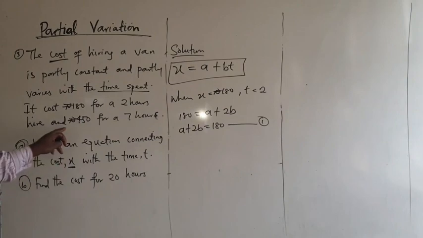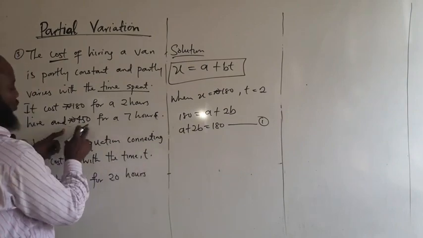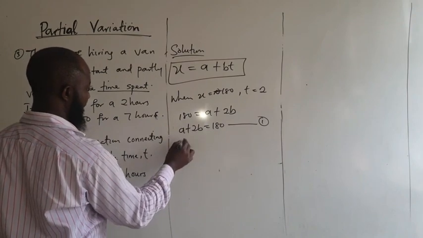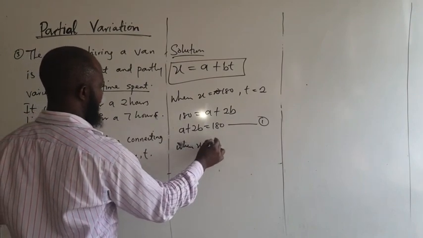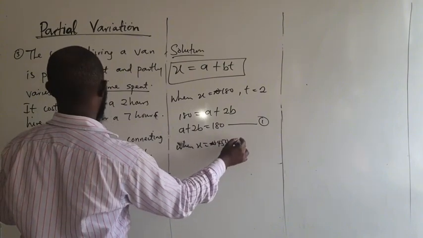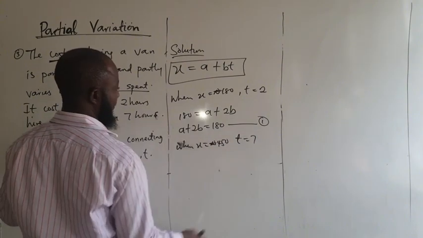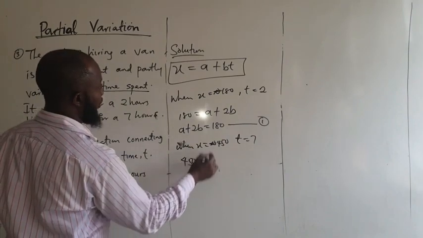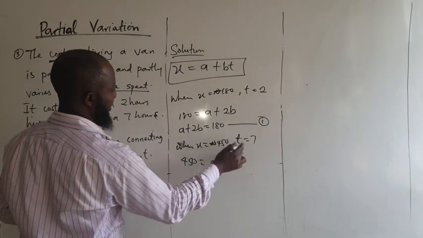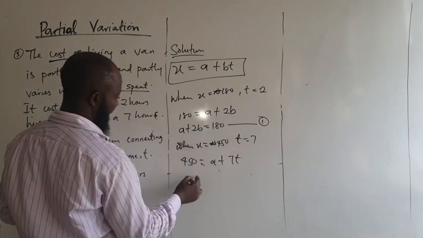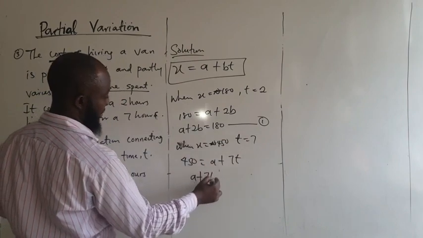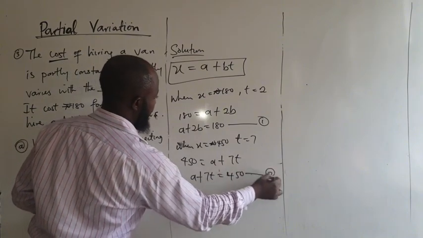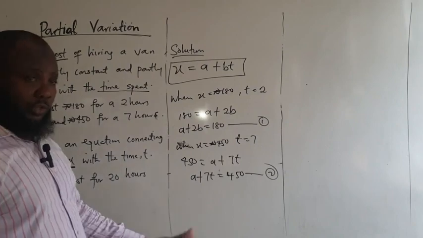Then the next one. When X is 450, T equals 7. So put the same thing here. That is 450 equals A plus 7B. So we can write this as A plus 7B equals 450, equation 2. So we combine the two equations and solve simultaneously.